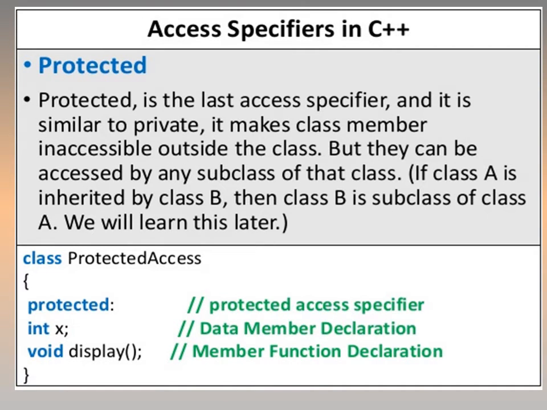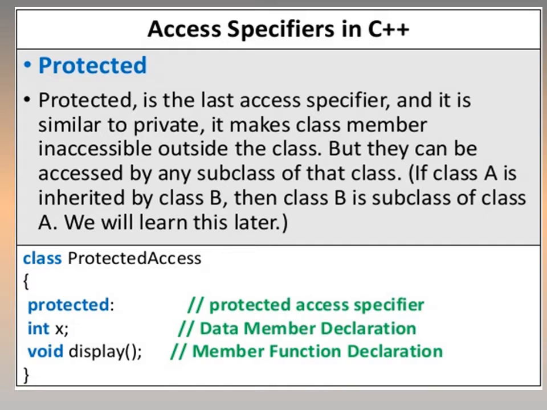Now, the protected access specifier. Protected is the last access specifier and it is similar to private. It makes class members inaccessible outside the class. As in private, the data members, that is the class members, are not accessible outside the class. Same in protected, but they can be accessed by any subclass of that class.